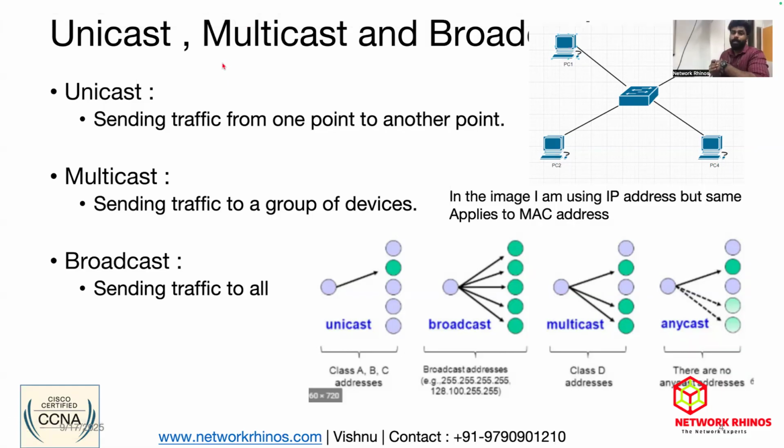Now let's see the 3 different types of communications we have. In networking, there are 3 major types of communications. One is unicast communication. Second is called multicast. Third is called broadcast. Now, what do you mean by unicast communication? Unicast communication means when one device communicates to only one device. When one person talks to one person, that's called unicast.